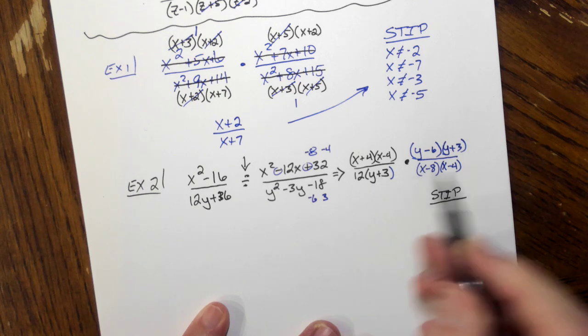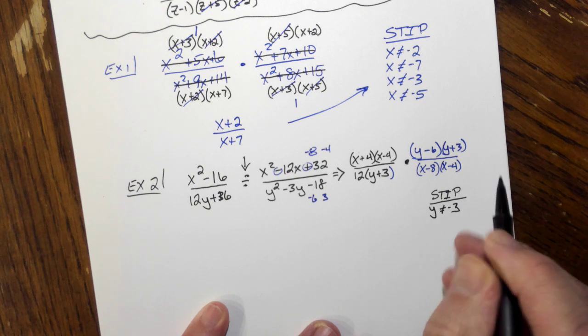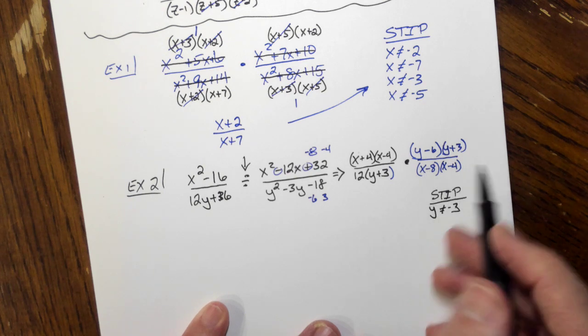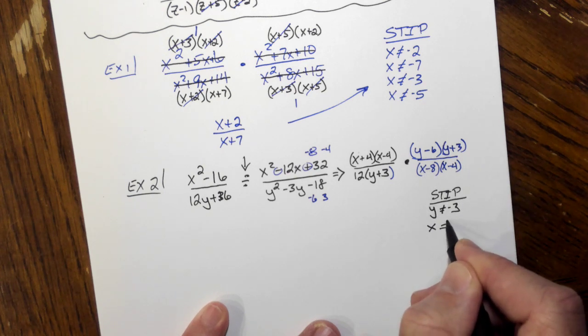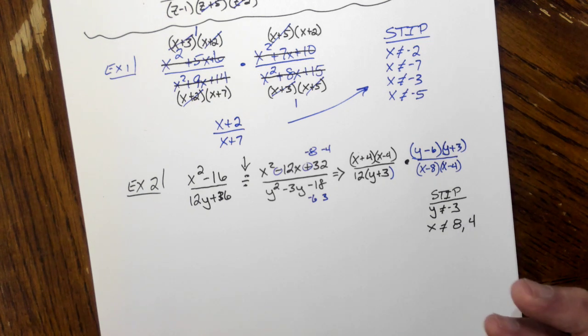Y can't be negative 3. Can't be 8, can't be 4. There's our stipulations. All right, now, can we cancel anything? Let's see.